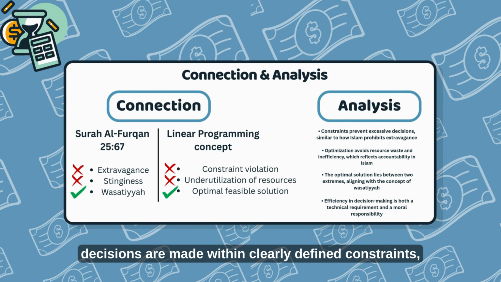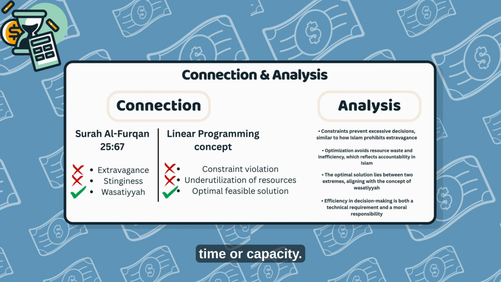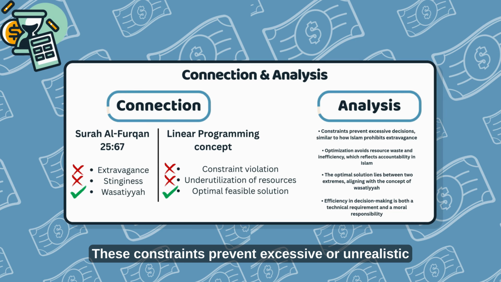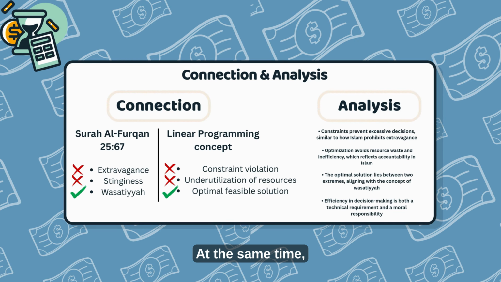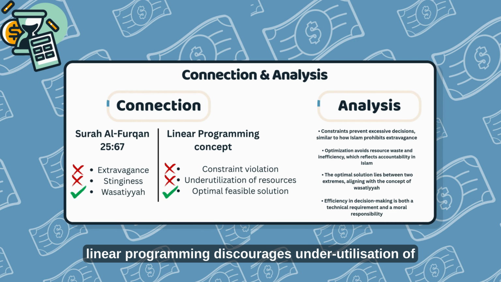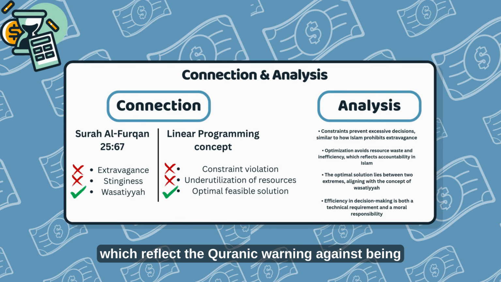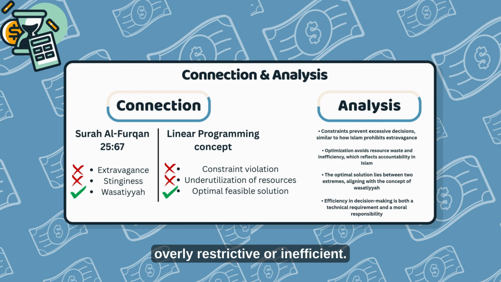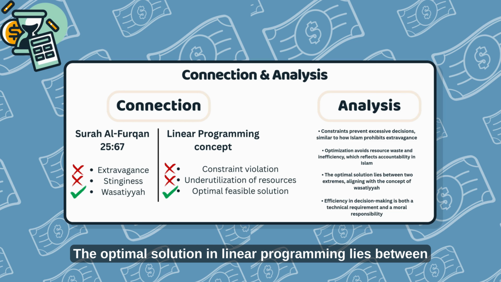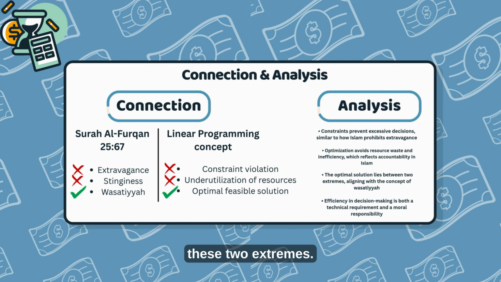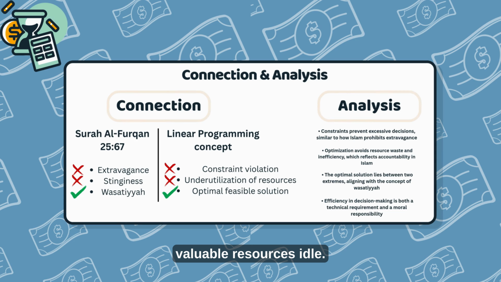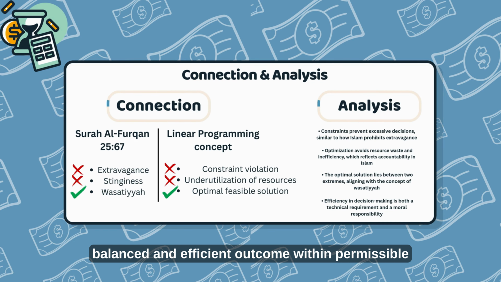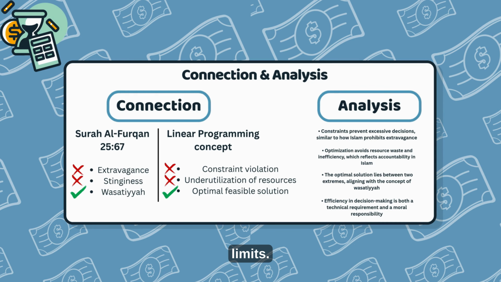In linear programming, decisions are made within clearly defined constraints such as limited resources, time, or capacity. These constraints prevent excessive or unrealistic decisions, just as Islam prohibits extravagance. At the same time, linear programming discourages underutilization of resources, which reflects the Quranic warning against being overly restrictive or inefficient. The optimal solution in linear programming lies between these two extremes. It does not exceed constraints and it does not leave valuable resources idle. Instead, it achieves the most balanced and efficient outcome within permissible limits.